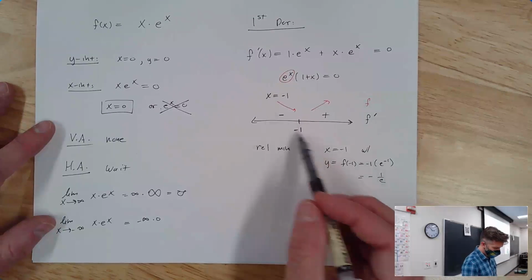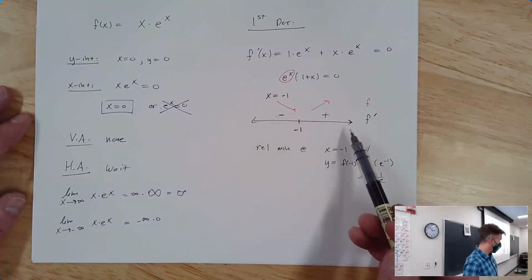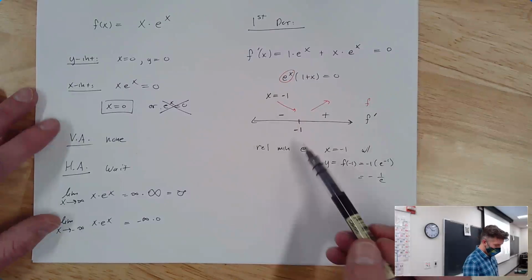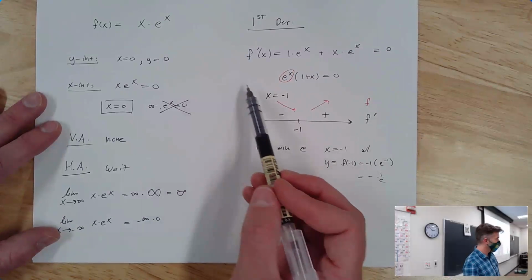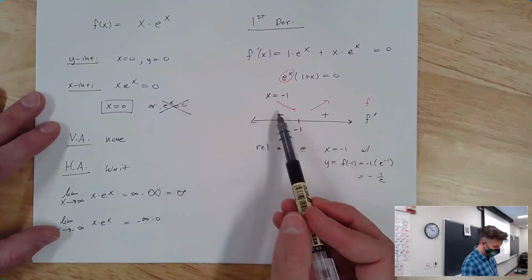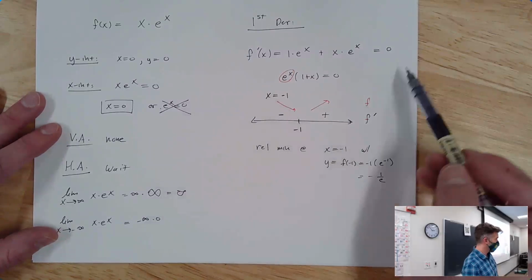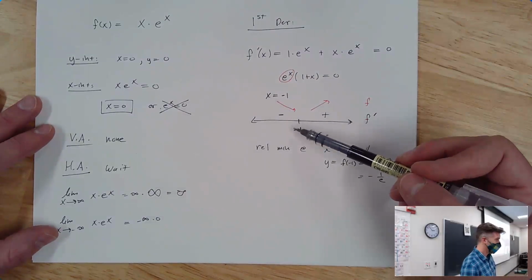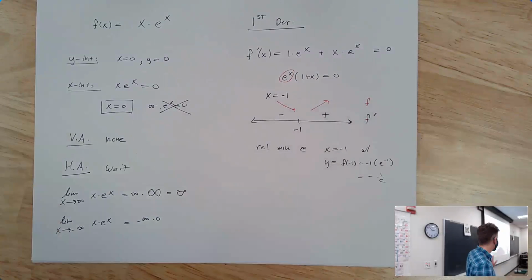I will mention this function also has an absolute minimum at -1, because the function is decreasing to the left of it, so it's getting smaller, smaller, smaller, and then it's increasing to the right of it, so it's getting bigger and bigger and bigger. So that has to be an absolute minimum because there's no other part that's smaller. And this is generally true. If you have one critical point on a function that's defined everywhere, if it's a maximum, it's an absolute maximum. If it's a minimum, it's an absolute minimum. There's no other point that can play that role.